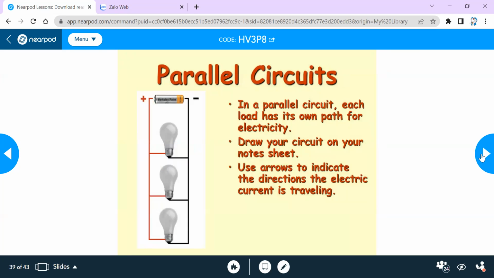Then now we look at the parallel circuit. For a parallel circuit, each load has its own path. You can see here we have the plus and minus signs. Each load has its own pathway. Current flows through here, back to here, one round, back here, one round, and back here. Therefore, the current can flow through all the wires.